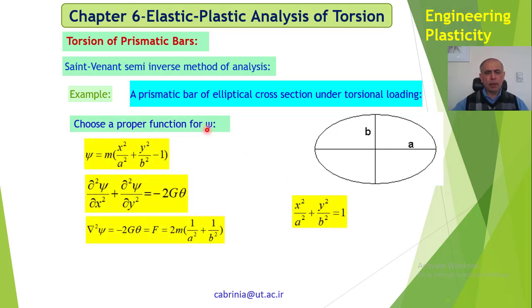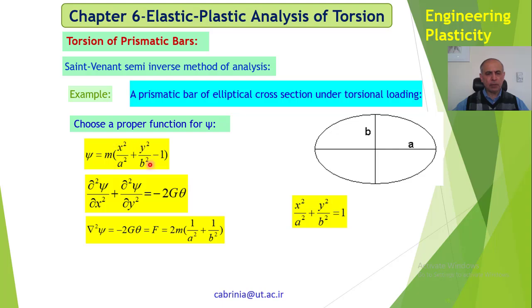Now, first of all, using our method presented in the previous part, the St. Venant semi-inverse method, we should have a function of psi. To have a function of psi, it is customary to use the equation of the cross-section, in this case an ellipse, times a constant m. So that's our function. Now we want to check whether this function satisfies the conditions or not.